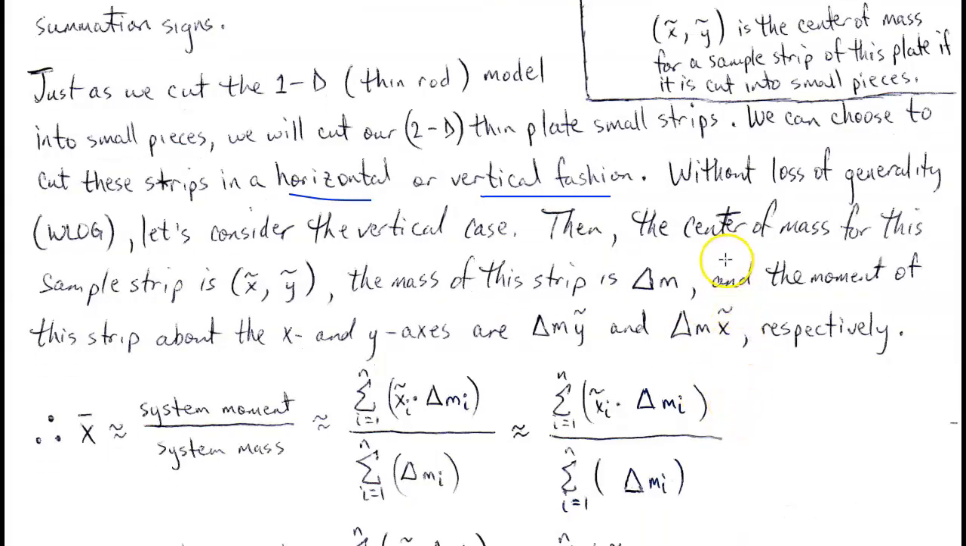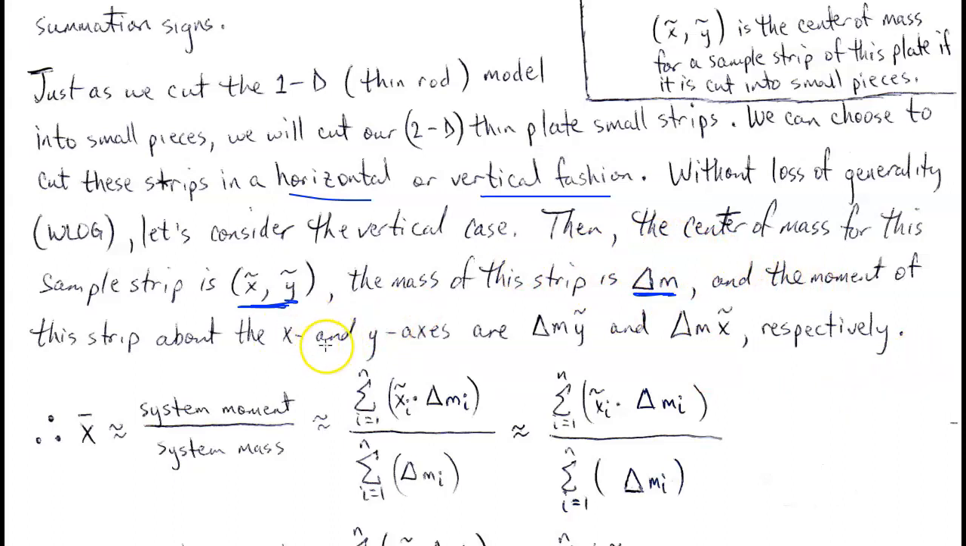So in looking at that, we know that the center of mass for this sample strip is going to be the x tilde, y tilde point again. The mass of the strip will be delta M. Now we're putting in the particulars there, because we know that our mass can be modeled throughout the figure as a continuous function, so we can't assume that it's going to be the same thing. That's why we're going to call it big delta M here.